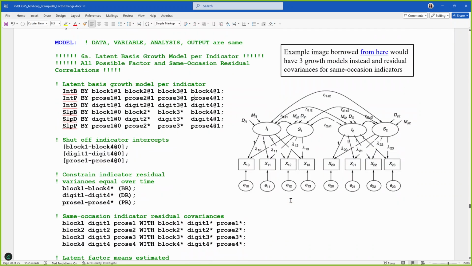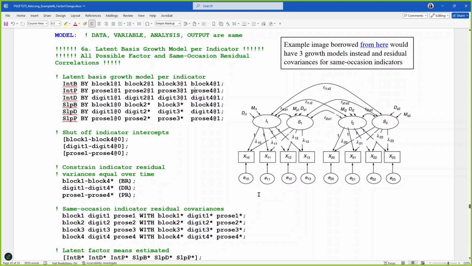But conceptually what we have is, rather than talking about cognition at time 1 and cognition at time 2, I just have a model for block, I've got a model for digit, I've got a model for prose. So mine would be a trivariate model instead of multivariate. So here's the intercept and slope for one outcome, here's the intercept and slope from the other. And this article's on your reading list if you want to have more detail.